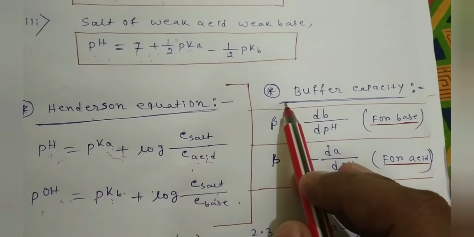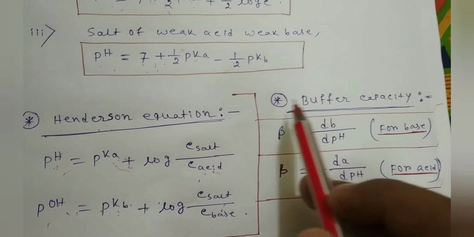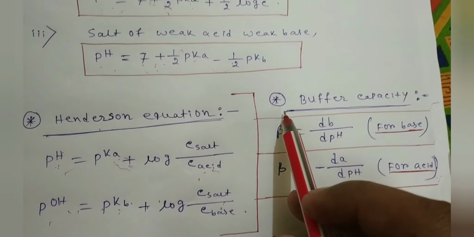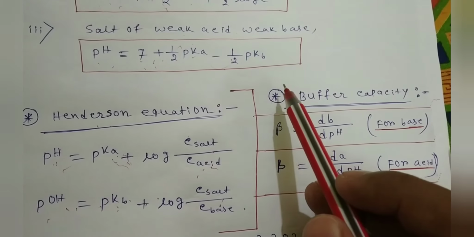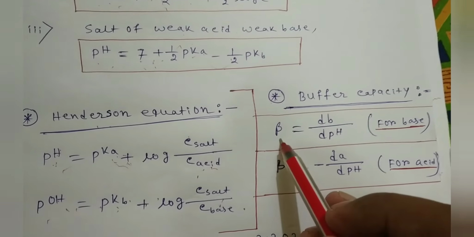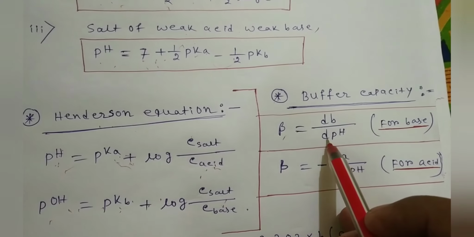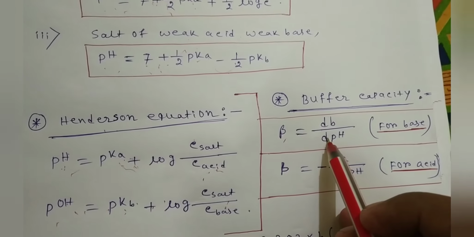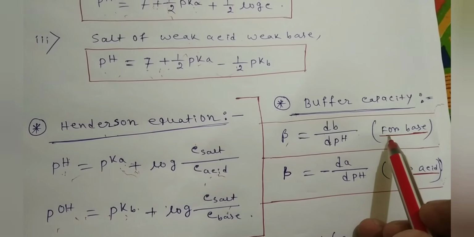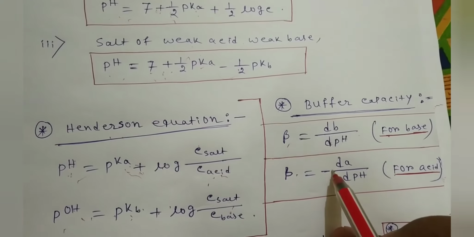And next the important thing is buffer capacity. We all know that you have to remember the buffer capacity calculation, and if you have time then try to solve it from the Henderson equation. So beta will be dB by dpH. That means the change of pH with the change of concentration of base. That will be for base, and for acid minus dA by dpH.